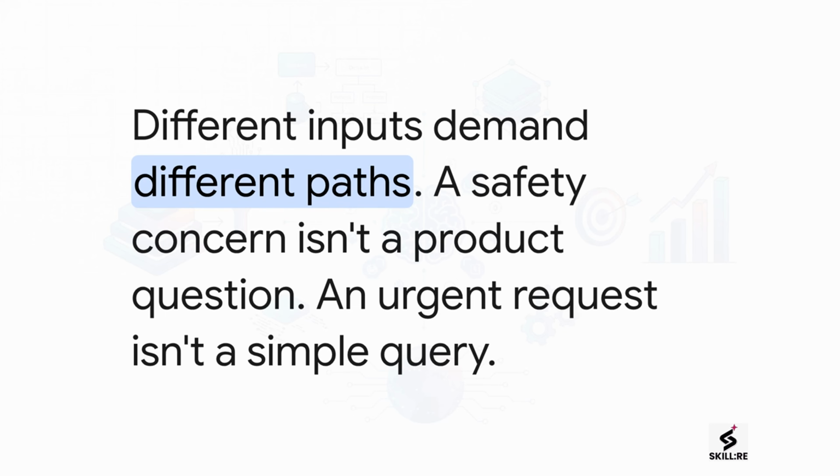An urgent request from a VIP customer, that needs to jump to the front of the line way ahead of a routine query. See, this is where conditional logic comes in. It's basically the brain of your system. It's what turns dumb, simple automation into a truly intelligent workflow that can tell the difference and do the right thing.